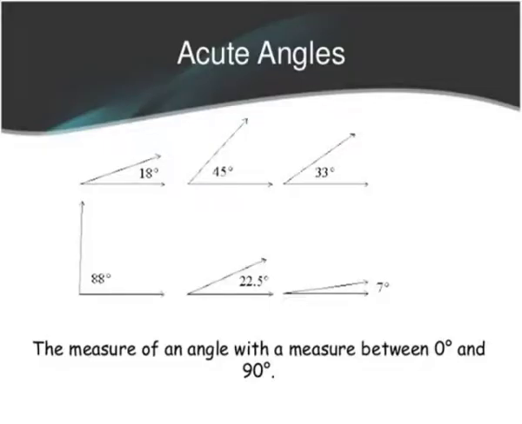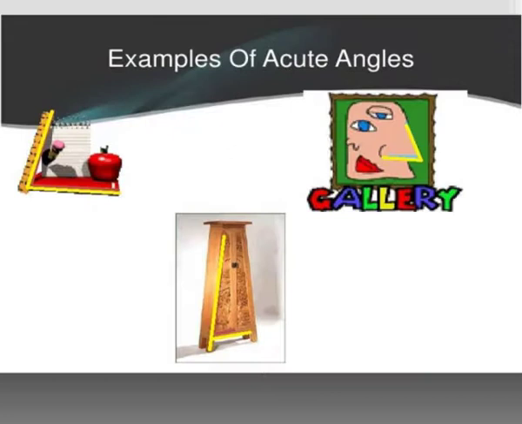Let us see some basic types of angles. First one is acute angles. An acute angle is an angle with a measure between 0 degree and 90 degree. So acute angles means it will have a value in between 0 and 90 degree. In these figures you can see the acute angles. These are all diagrams of things which are used in our day-to-day life.